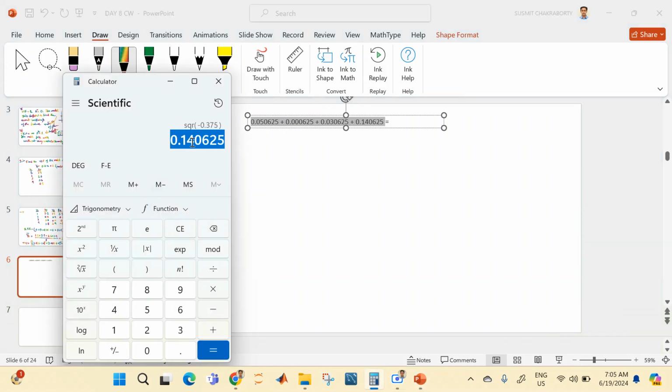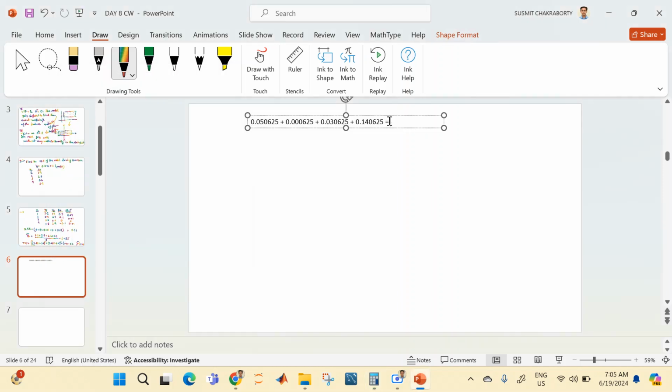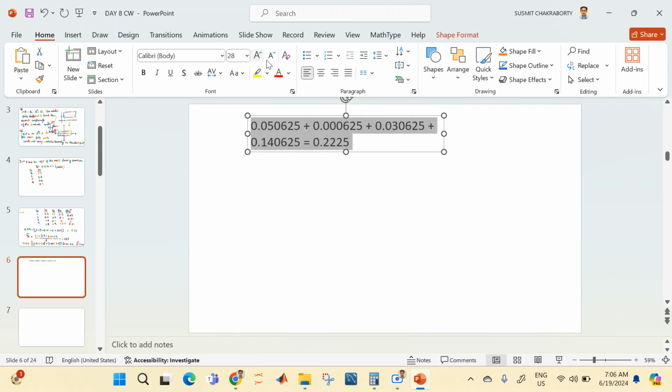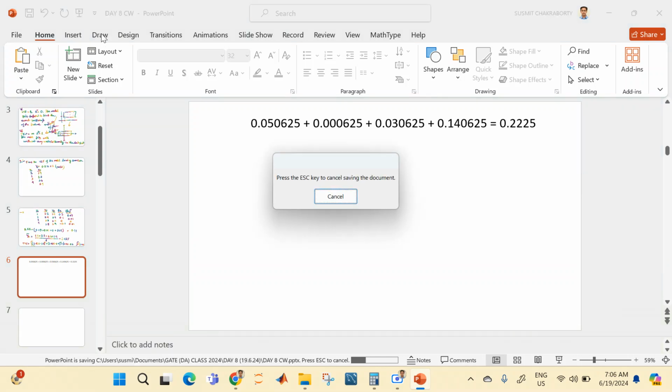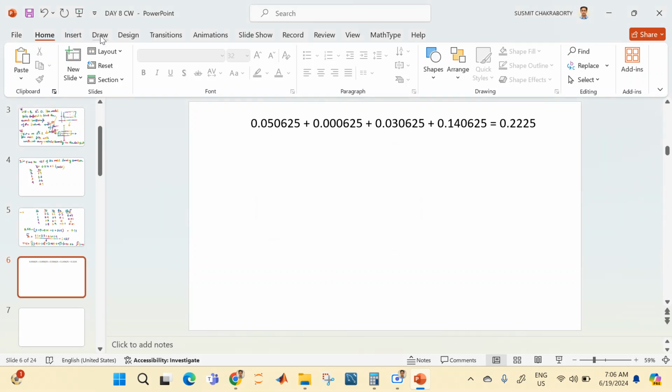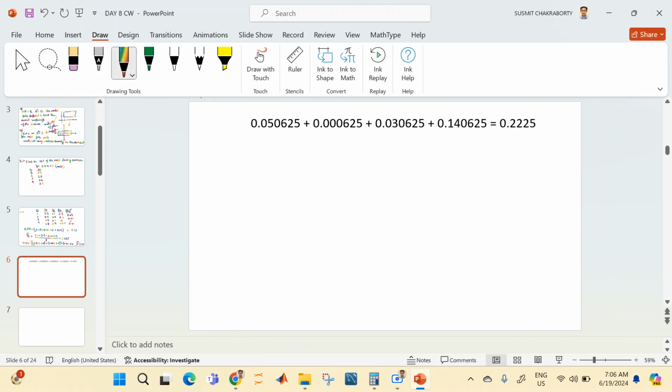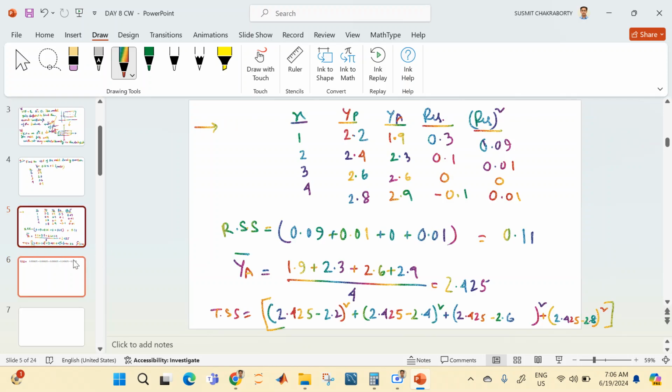Adding them here, it is 0.2225. This is the TSS, total sum of square. So we now have RSS and TSS.